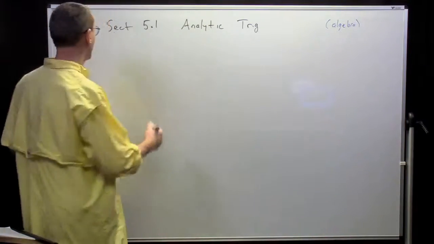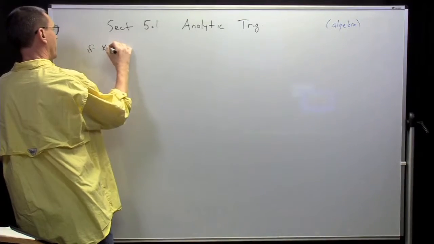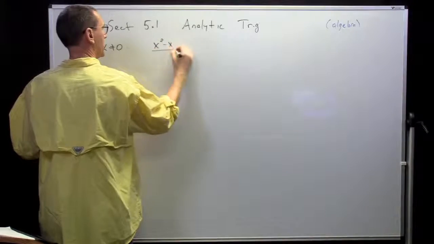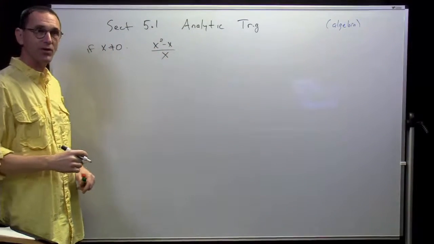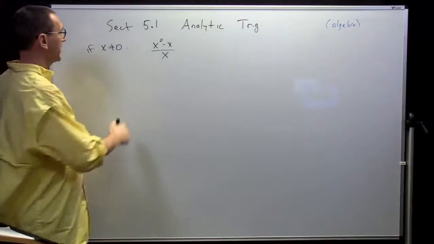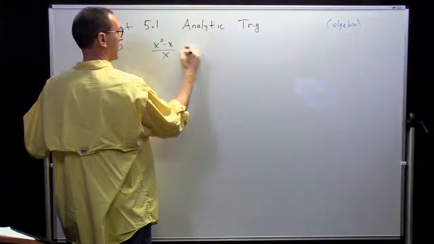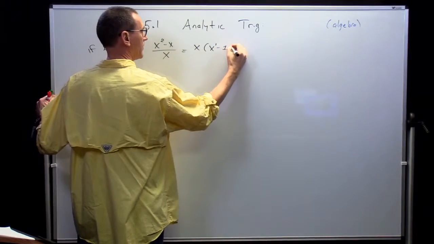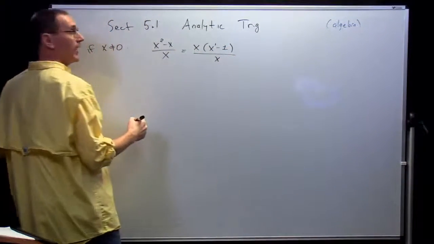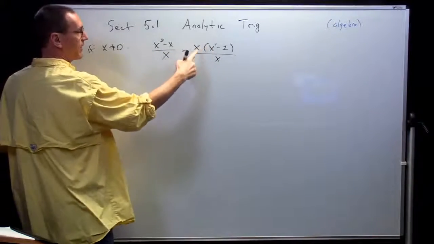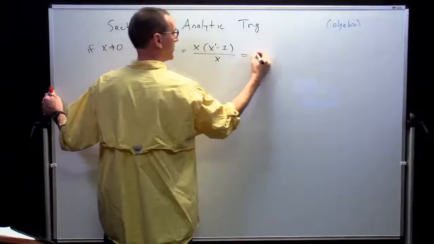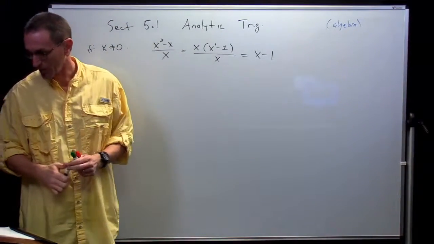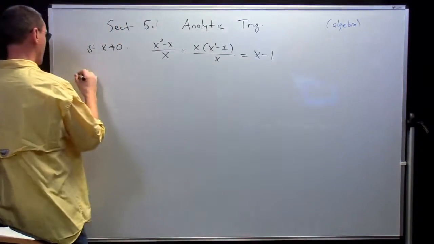So for example, suppose I tell you x is not 0, and I've got this expression. What can I do? Well, since x is not 0, I can divide and everything is fine. I can factor out an x here. And now the numerator can be written like this. These two terms can cancel. And I'm just left with something like that. So when we work with trig functions, we're going to have the same kind of thing.